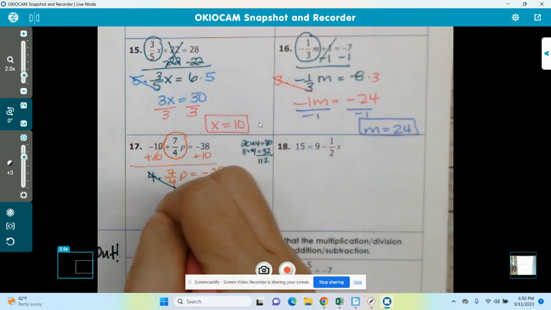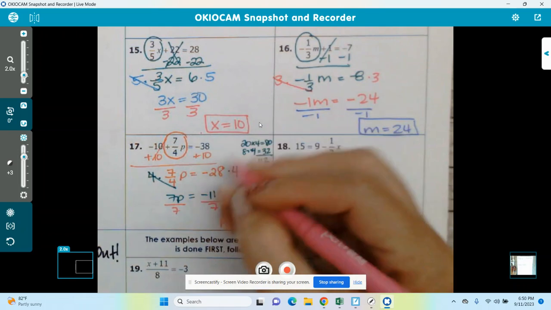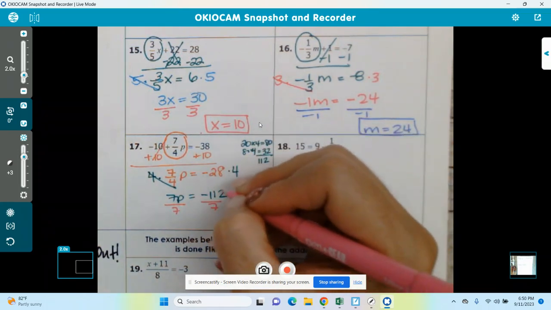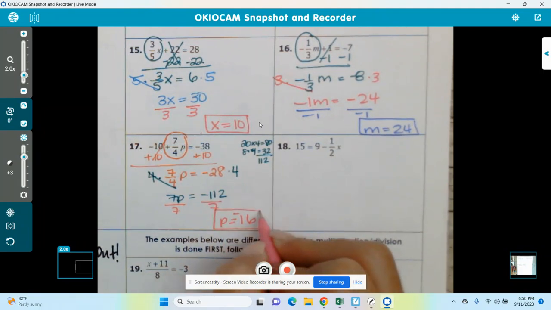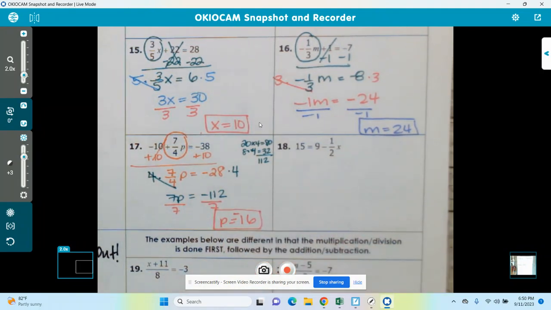All right, and then I'm going to divide by 7 here. 7 goes into 11 one time, with 4 left over, 7 goes into 42 6 times. So the answer is negative 16. That's what you should have gotten for number 17.